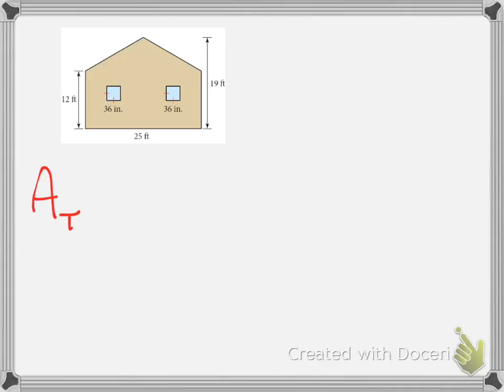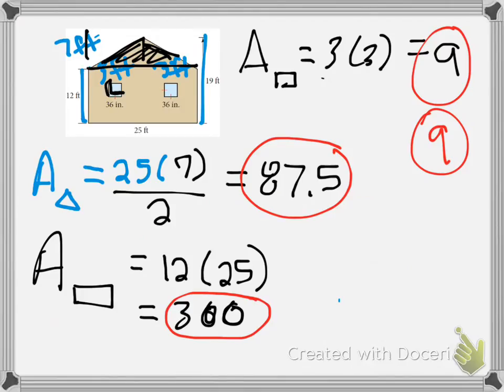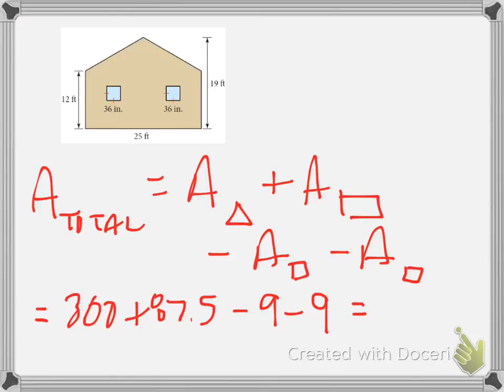So area total, or area net, is going to be the area of the big triangle plus the area of the big rectangle minus the area of the square minus the area of the square. So that's going to be 300 plus 87.5. Yes, I can do that in my head. 387.5 minus 9 minus 9, which gives us 387.5 minus 9, 369.5. And this is feet squared.